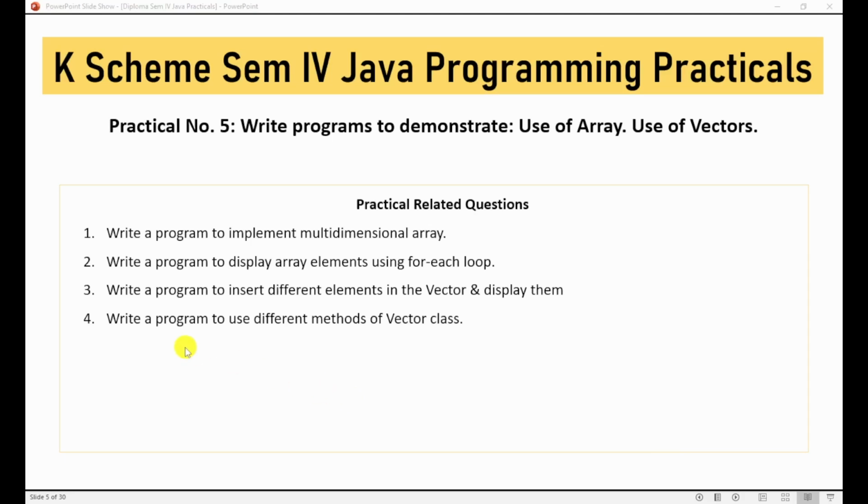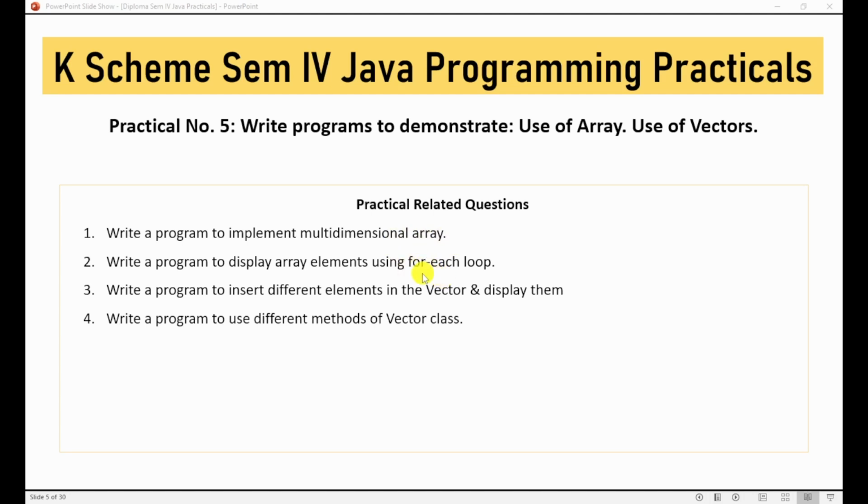Now the next question is about vector, that is, write a program to insert different elements in the vector and display them. This is the question, and before starting our program, we have to see what a vector is. Before that, we have seen array in Java programming, which is similar to C and C++ programming. In C programming, the array is having a set of elements of the same data type. Similarly in Java also, the array definition is the same.